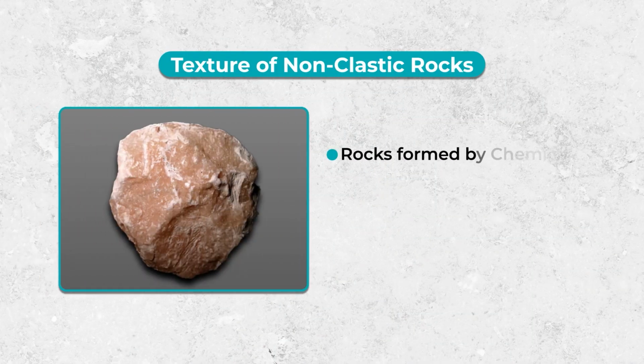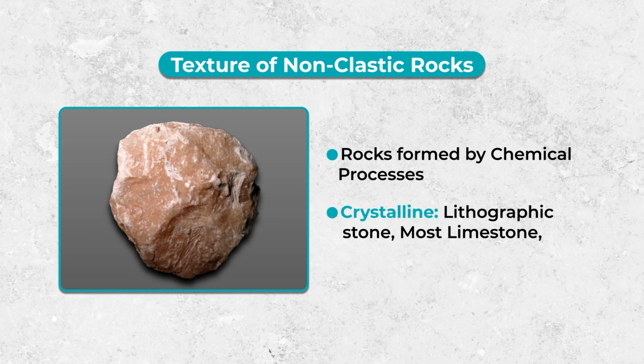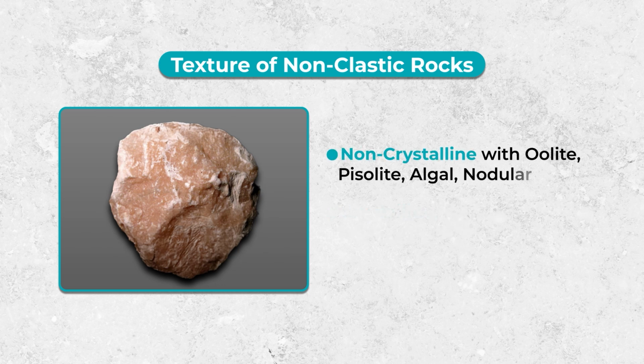So, so far we spoke about the clastic rock. Now we discuss the texture of non-clastic rock. Non-clastic rocks are formed by chemical processes. They show crystalline texture. The lithographic stone is a very fine-grained carbonate rock, limestone. Most limestones and most dolomites are all formed with crystalline texture. And non-crystalline textures include oolite, pisolite, and algal nodular, which are irregular.